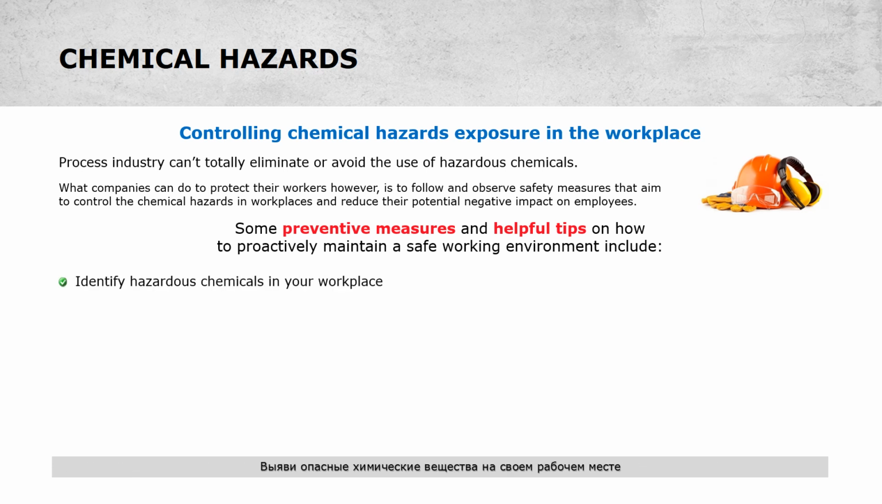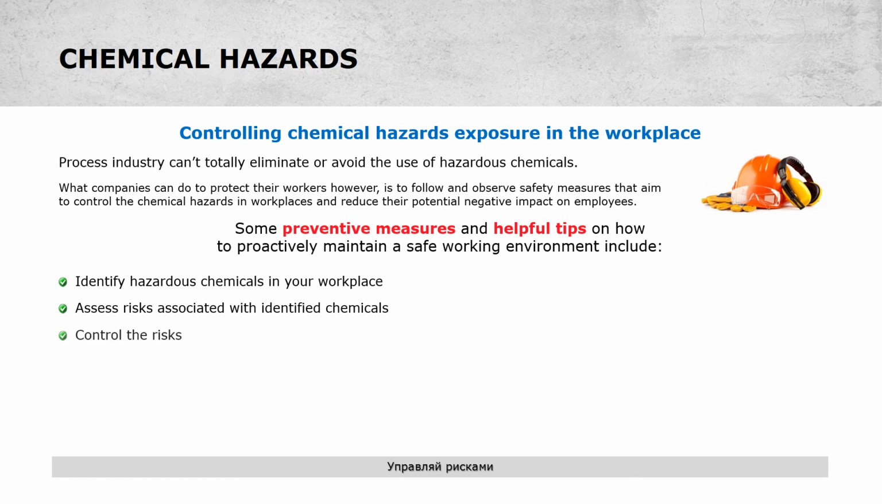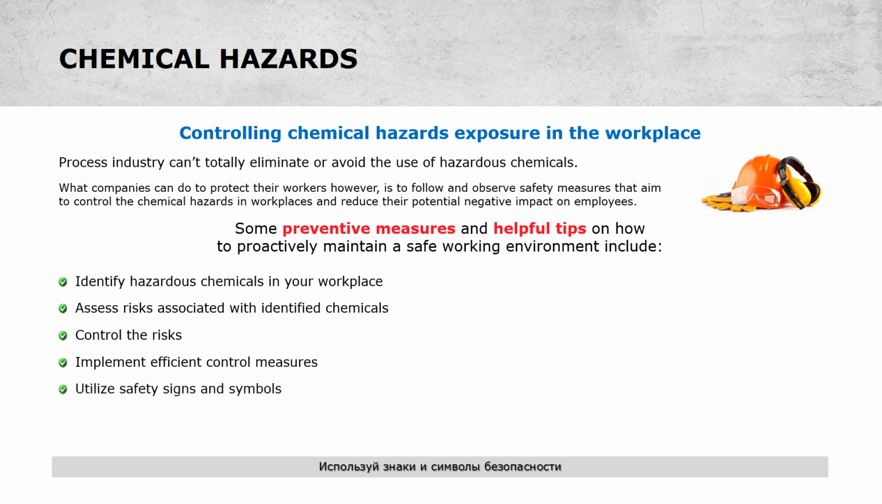Identify hazardous chemicals in your workplace. Assess risks associated with identified chemicals. Control the risks. Implement efficient control measures. Utilize safety signs and symbols. Perform regular inspections. Control the risks.